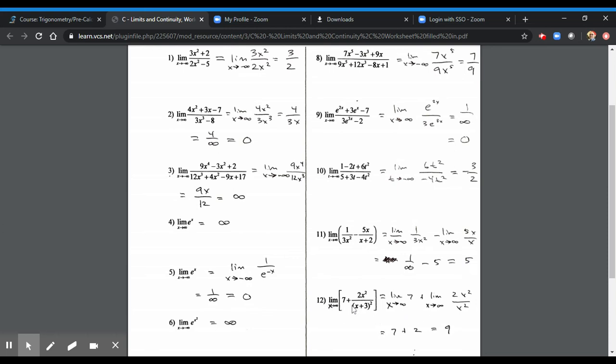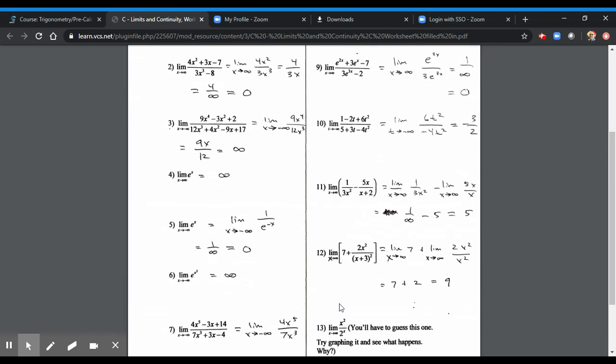And finally, I've got two more here. Limit as x goes to infinity, this should be an x, not y. The limit of 7 is just 7. And then the second one, I've got 2x squared over x squared. The x squareds cancel out, just left with 2. 7 plus 2 is equal to 9.